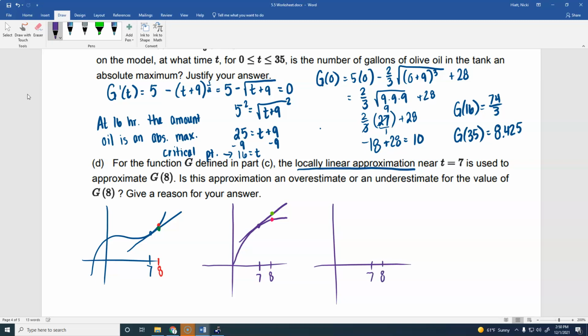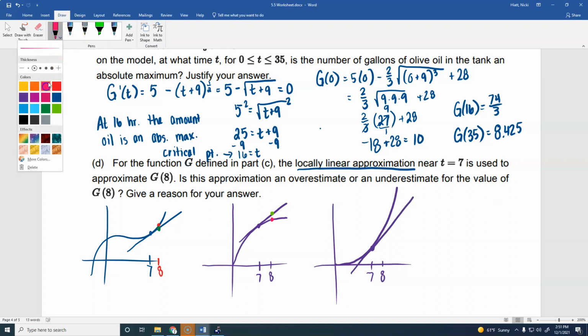Or it could be increasing concave up. It could look like this. So if we have a tangent line at 7 for something like this, then the actual value is what's on the curve right here. You would find the approximation if it asked you to, but it doesn't for this one. It just needs to know whether it's an over or underestimate. So we would see, here we get an underestimate.